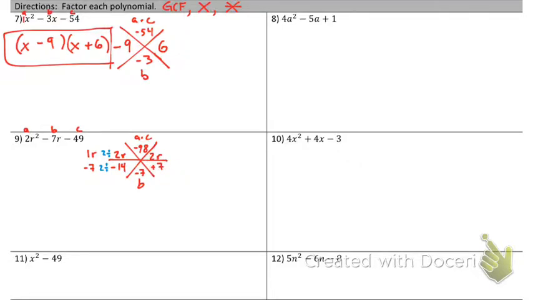And now what do I write down in my template? I write down exactly what I have in my snowflake. So it's R minus 7 in one parenthesis, and 2R plus 7 in the other. And we are done factoring.